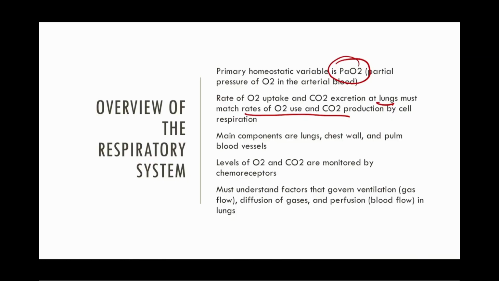Main components are the lungs, the chest wall. We bring in that now. We're going to talk about the chest wall. And our pulmonary blood vessels. Our levels of O2 and CO2 are monitored by chemoreceptors. What did we have in the cardiovascular system to check things? We had baroreceptors to check the pressure. Now we have to know what's going on with our arterial O2 and CO2. So chemoreceptors monitor that change and they tell the brain what's going on.